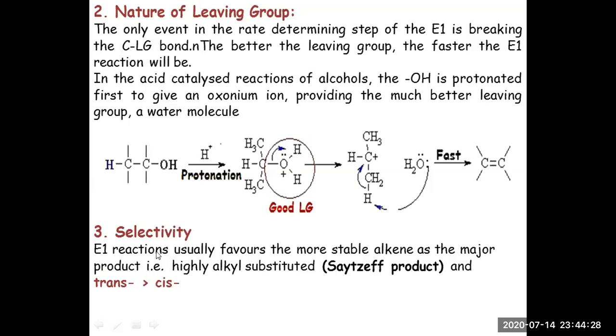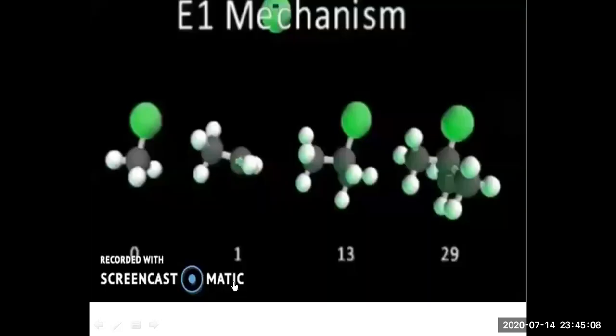Selectivity: E1 reaction usually favors the most stable alkene, and as we know, highly substituted alkenes are more stable, and therefore that will be obtained as a major product. This product is called the Saytzeff product. I think in SYBSc we'll study a little bit about Saytzeff. We'll be seeing more details about Saytzeff and Hoffmann products in the second module. So we understood that generally the more substituted alkene will be obtained as a major product, and if it exists in two forms, trans and cis, trans will be major and cis will be minor.